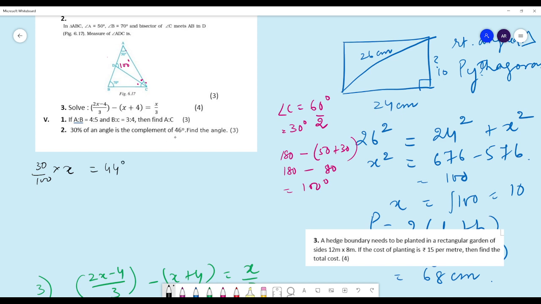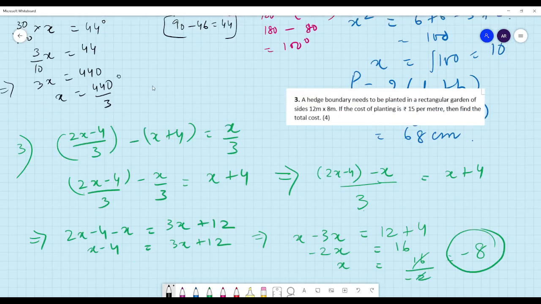What is the complement of 46 degrees? 44 degrees. And how did I arrive at that? 90 minus 46 equals to 44. This is how we arrive, because complementary angles measure 90 degrees, right? So over here it is 3 by 10 x equals to 44. So you can go at it as 3x equals to 440, x equals to 440 by 3. You can leave it at that because it will be in decimals. So you can leave it at the angle is 440 by 3 degrees. So that is how we find the angle.